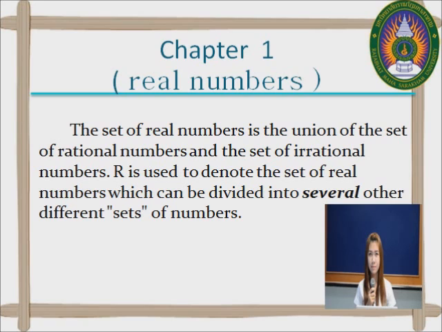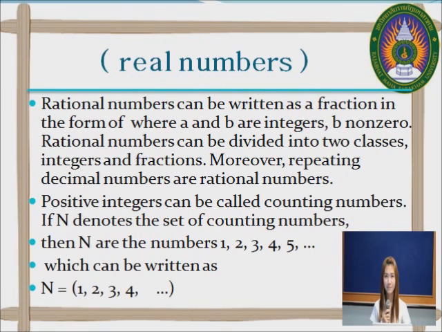Chapter 1. Real numbers. The set of real numbers is the union of the set of rational numbers and the set of irrational numbers. The symbol R is used to denote the set of real numbers, which can be divided into several different sets of numbers.